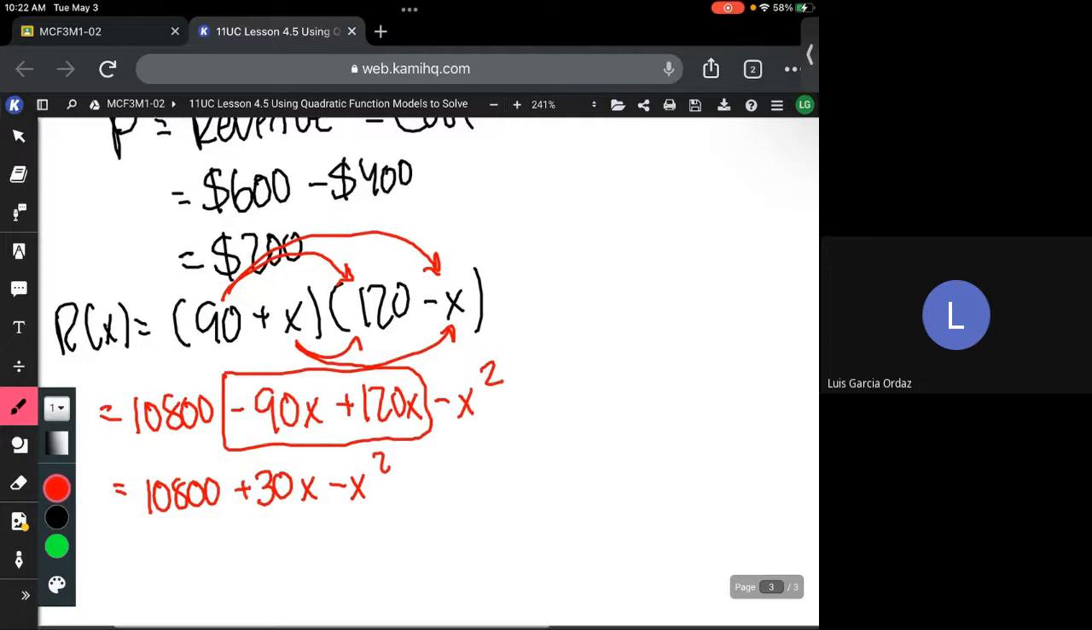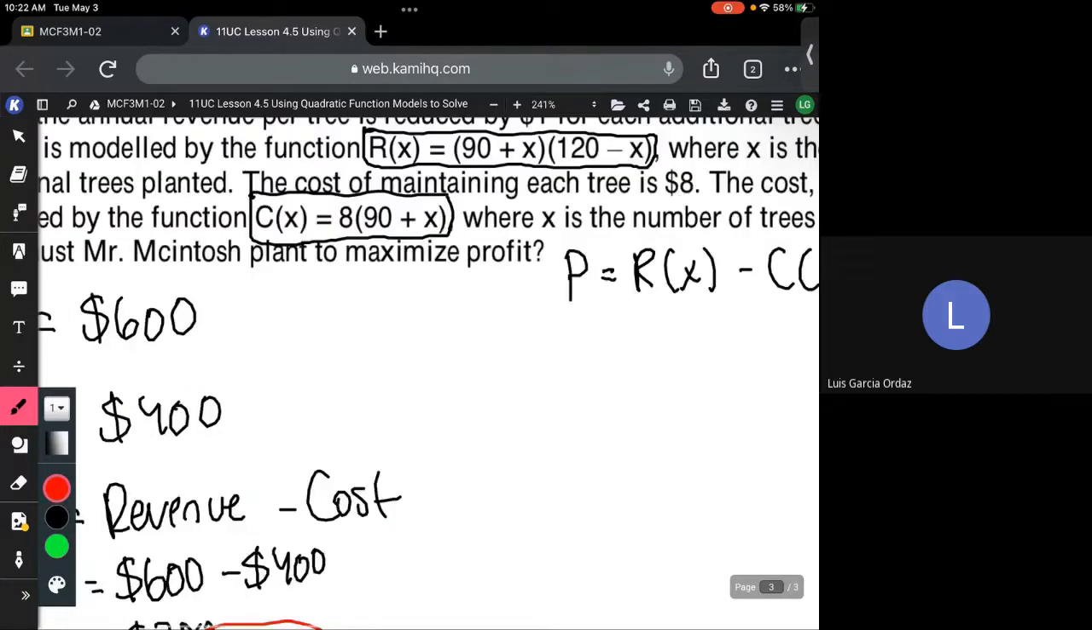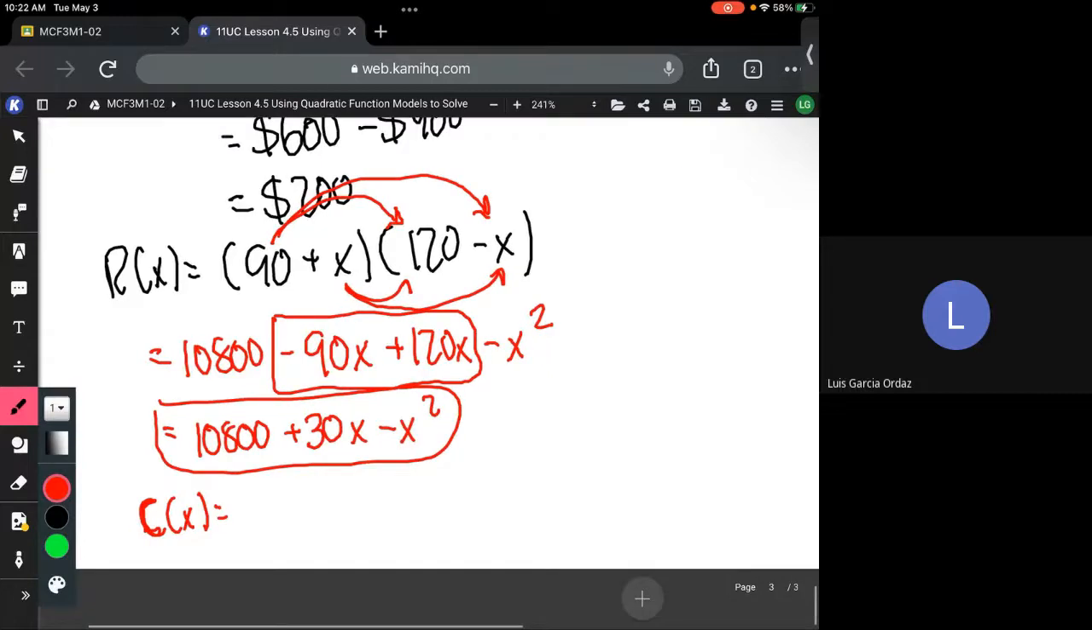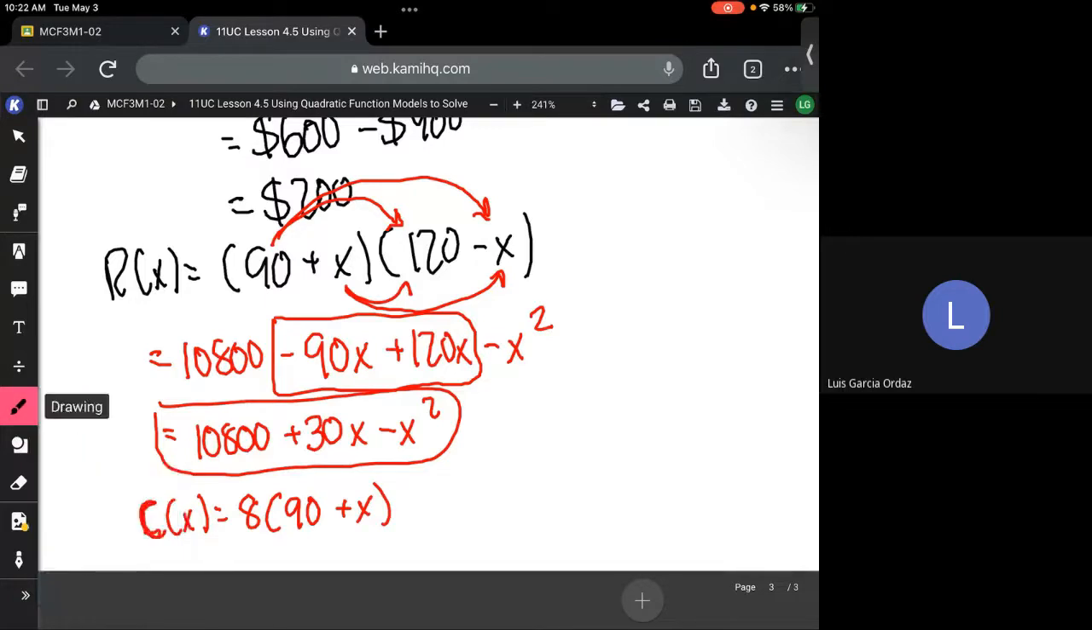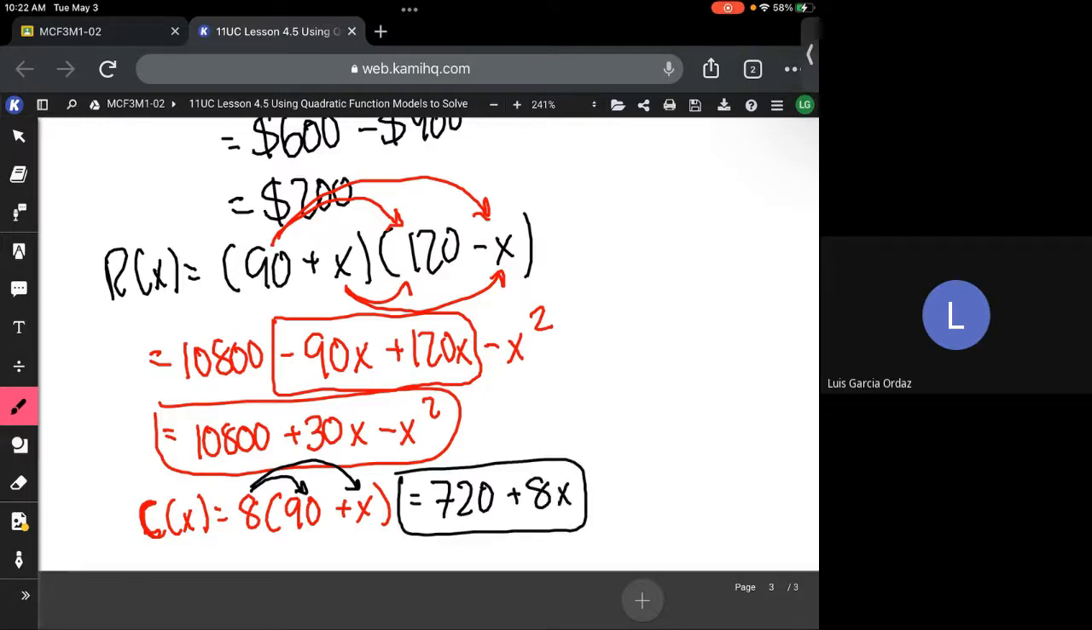So this is our R of x. Now my cost, so how much it takes to run that company, is given by the expression 8 times 90 plus x. So what are we gonna do with the 8 times 90 plus x? What do we need to do? Okay, we're gonna distribute. So what's 8 times 90? 720 plus 8x. So we have our revenue simplified already, and then we have our cost simplified already.